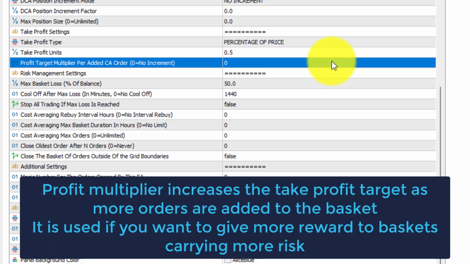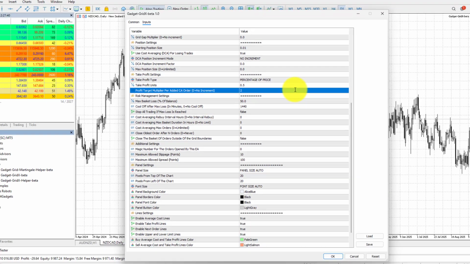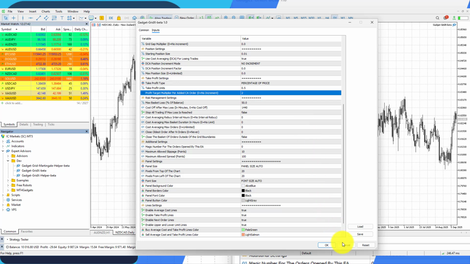One of the advanced features in GridX is the profit multiplier. When set, the profit target increases as new orders are added to the basket. For example, if the multiplier is set to 2, each additional DCA order doubles the profit target. The benefit is that it prevents closing baskets too early when larger exposure is already in play. It helps balance risk and reward, making sure that bigger baskets, which carry higher risk, close with bigger profits.